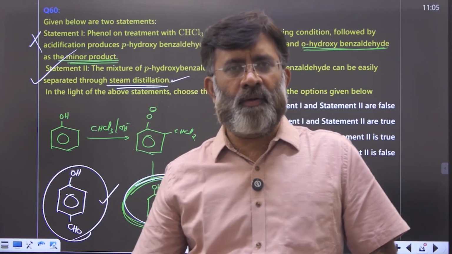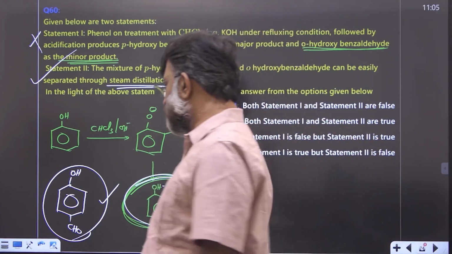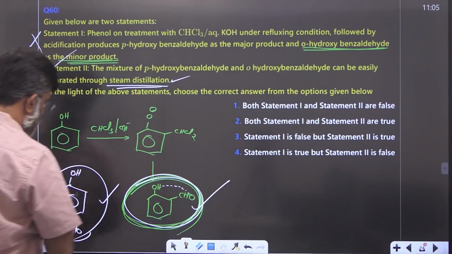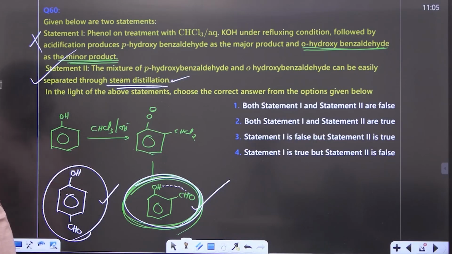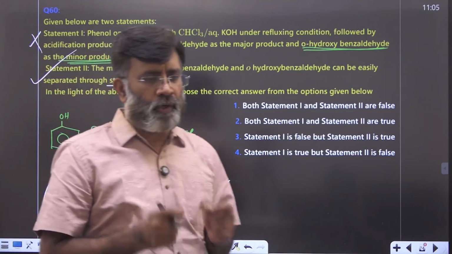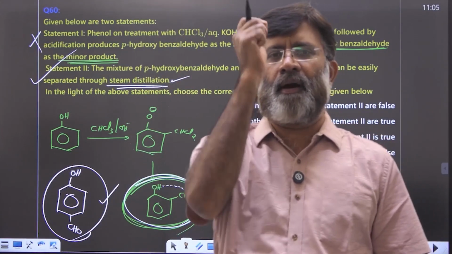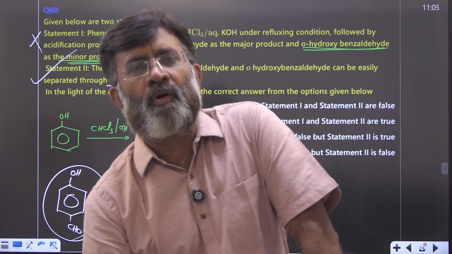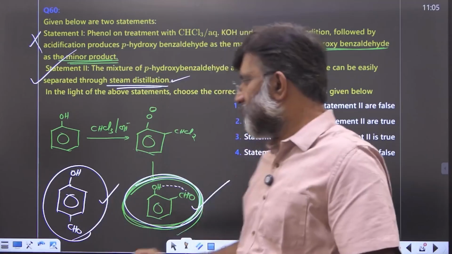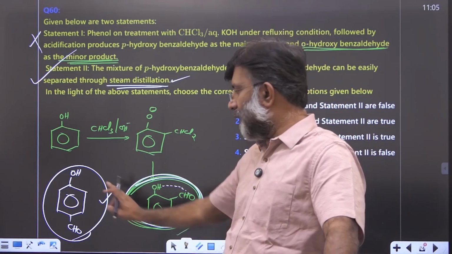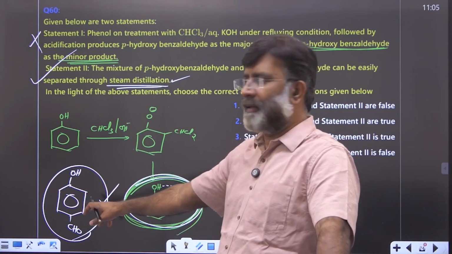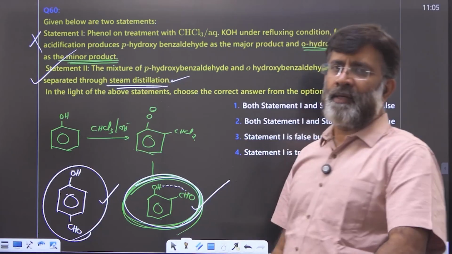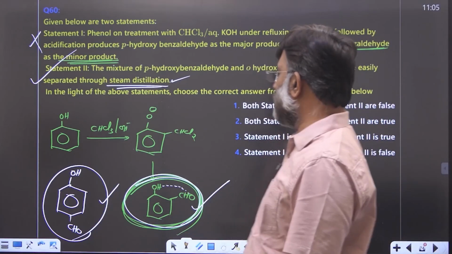In para-hydroxyphenol, you can see the groups are at the 1,4 position. There is no intramolecular hydrogen bonding. I'm sure you know the presence of intramolecular hydrogen bonding makes the compound more volatile. So this is steam volatile and this is not, and they can be separated by steam distillation. So the second statement is correct.